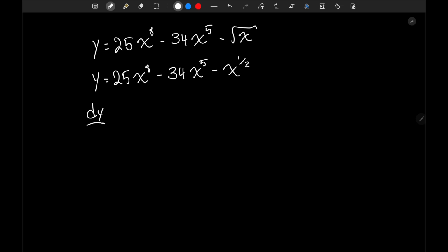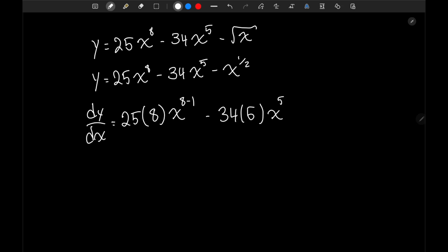Now we take the derivative. dy over dx is equal to 25 times the exponent, minus 1 from the exponent, minus 34 times the exponent, x to the 5 minus 1 from the exponent, and then we have minus, multiply by the exponent, which is 1/2. Then we have x to the 1/2 minus 1. And then if we change this 1 into a fraction, this is going to be 2 over 2. Now we simplify this all up.